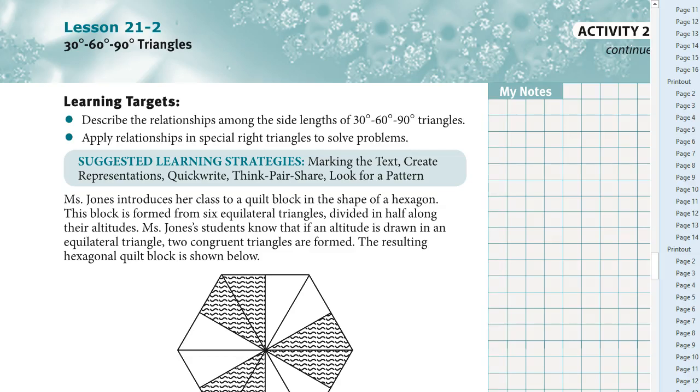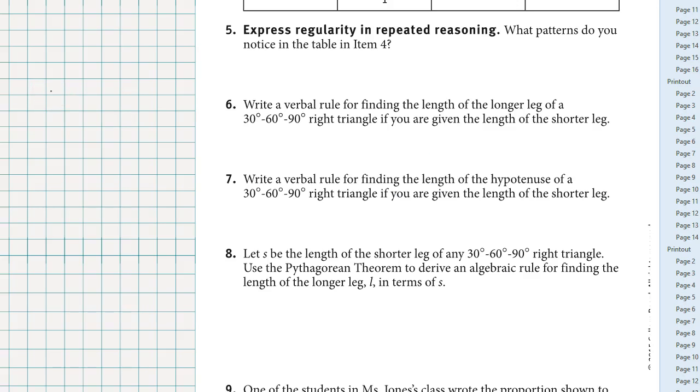This video is for lesson 21-2 about 30 degree, 60 degree, 90 degree triangles, which is another special right triangle. Learning goals are to find the relationships among the side lengths in this kind of triangle and to apply those relationships to solve problems. For note taking, let's take a similar track to what we did yesterday and start with an example of this kind of triangle.